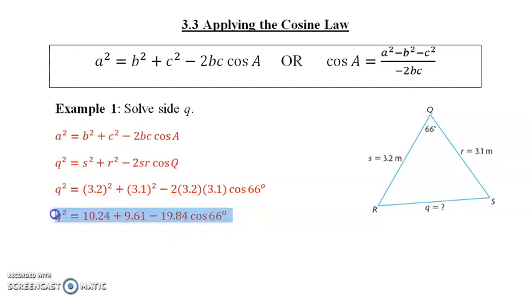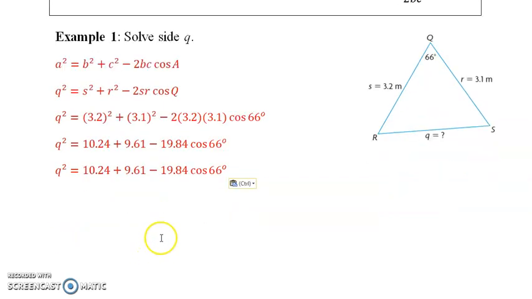Okay. This is the key. This is one of the crucial mistakes people make. They try to add, subtract, then cosine. No, this is separate because it's multiplication. So we can add these and do this at the same time, right? So we're going to add these two numbers together. 10.24 plus 9.61, and we get 19.85. And now we can multiply these.